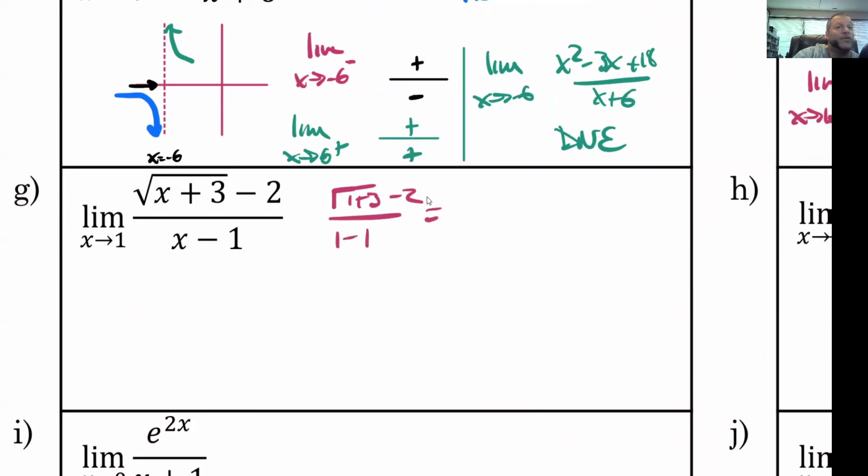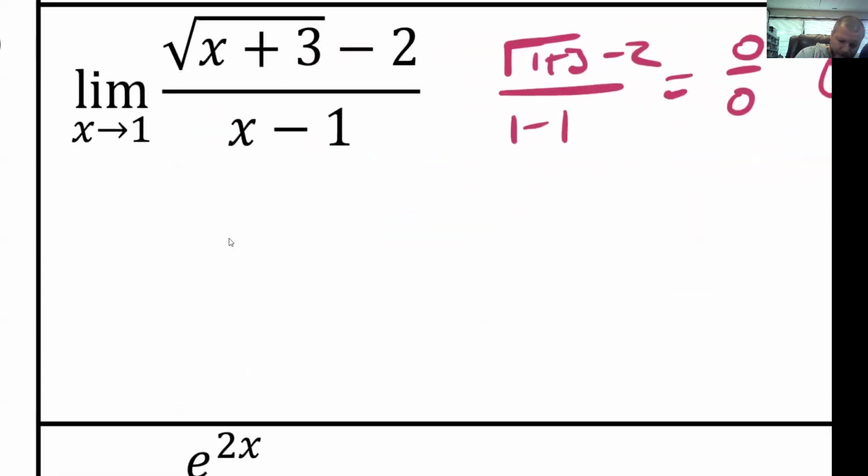So that's square root of 4 minus 2, so 2 minus 2 is 0 in the top, 0 in the bottom. We got an indeterminate form, which means we should try to cancel out this x minus 1 in the bottom since we have this transcendental rational function. Although we could be really fancy and try to factor that x minus 1, let's just multiply by conjugates here.